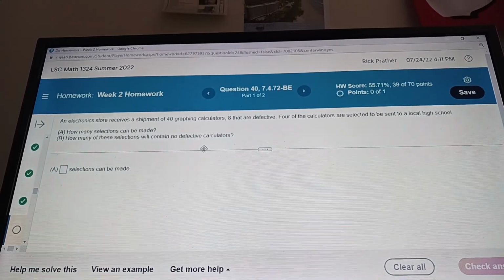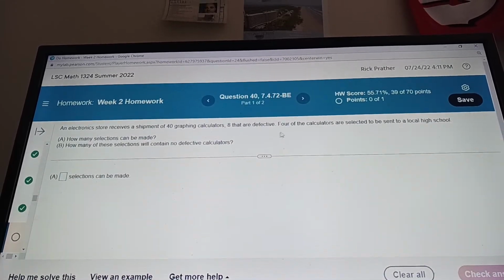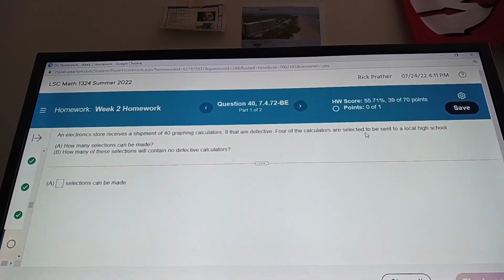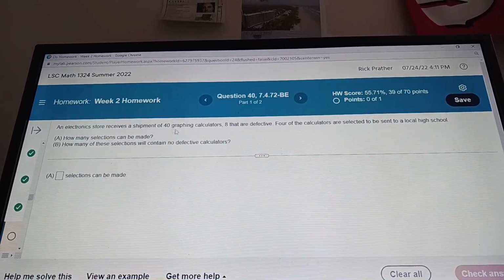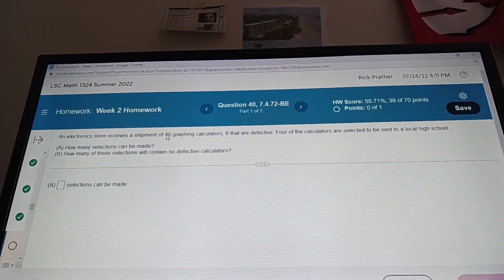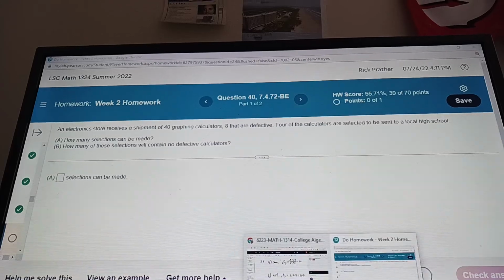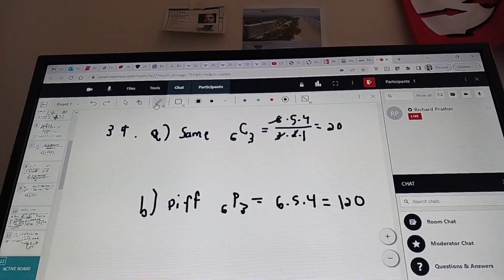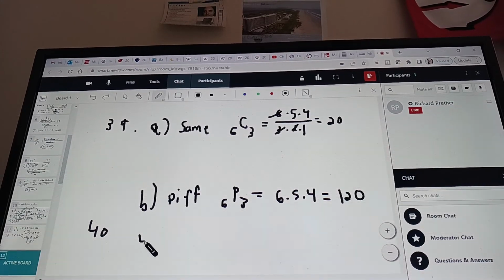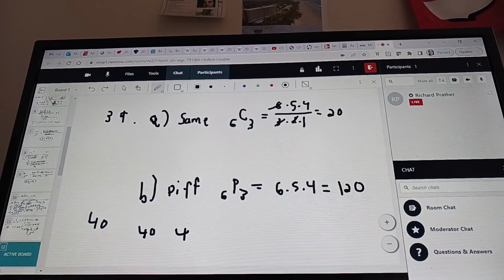Okay, so we're going to just take how many ways can you choose. We're choosing 4 of the calculators. 4 of the calculators are selected. It's just that some of them work and some of them don't, but there's 40 total calculators, and you need to choose 4 of them. So part A is just how many total ways can you do that? So I've got 40, and I'm choosing 4.